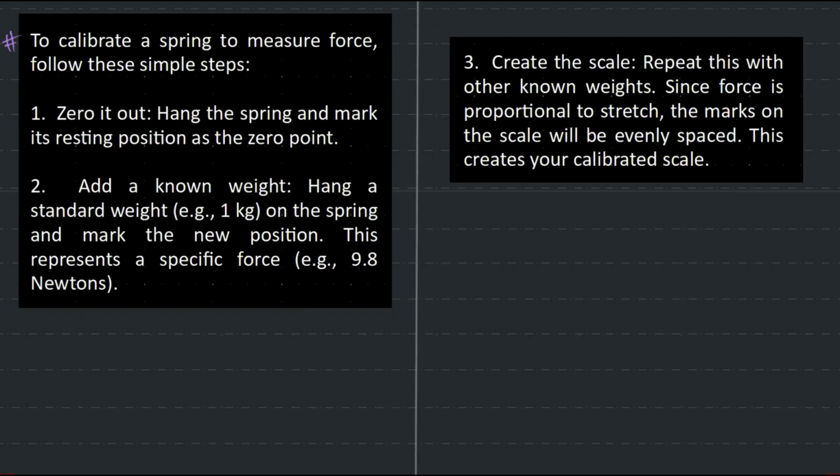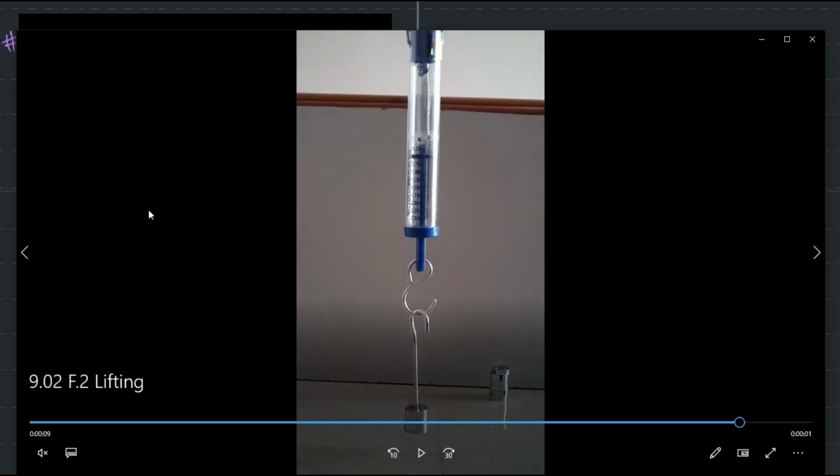So how do we do this? This is a calibrated spring, an example of a calibrated spring. How do we get to this?